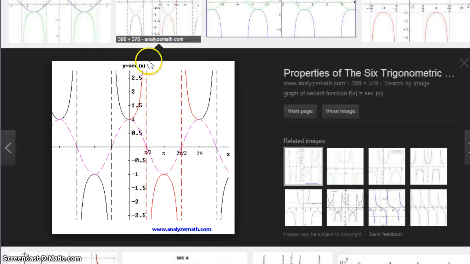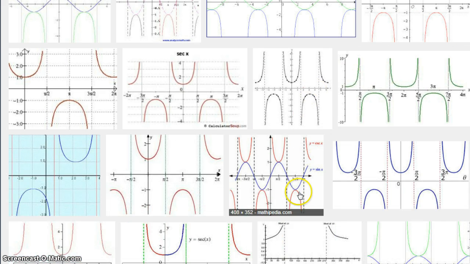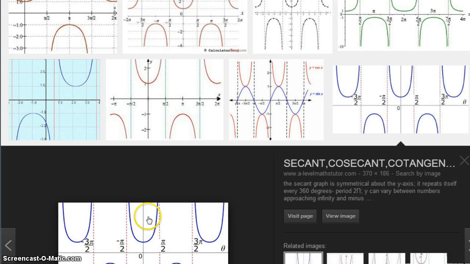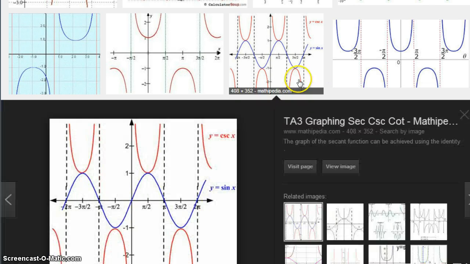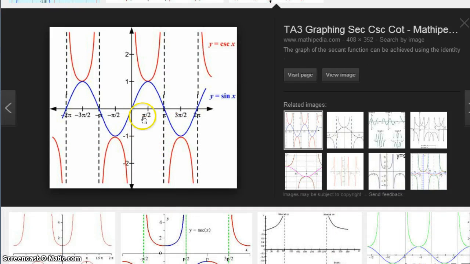The first thing I just want you to see is what a graph of secant looks like. It's these. I just googled graph of secant. It's these alternating shapes, and we'll see why. I like to start by looking at this one. As you can see, this is a graph of sine. Oh, so this is cosecant. Sorry, we're going to look at secant. But this is the same idea.